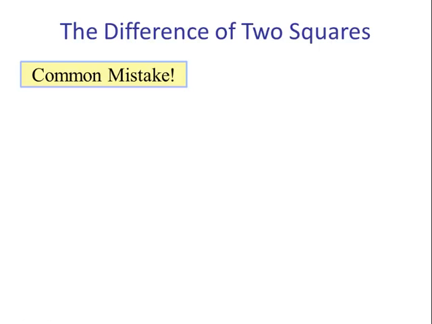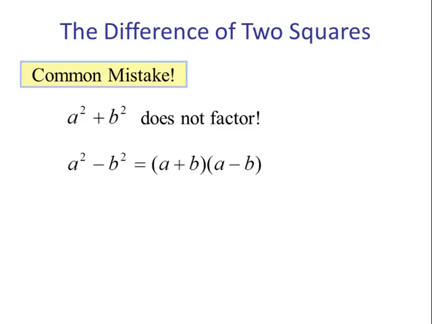Common mistake. A squared plus b squared does not factor. Only a squared minus b squared factors, and it factors into a plus b times a minus b.